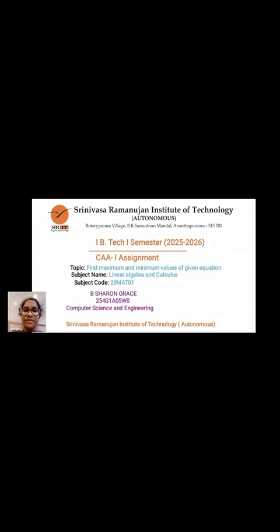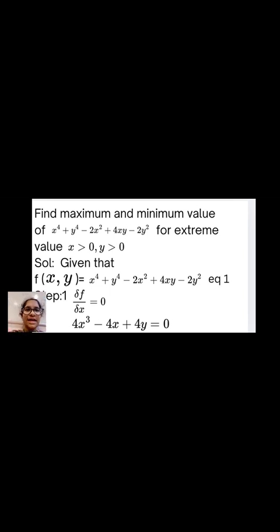Today, my topic for presentation is to find the maximum and minimum values of a given equation. Find the maximum and minimum value of x^4 + y^4 - 2x^2 + 4xy - 2y^2 for extreme value, x greater than 0, y greater than 0.